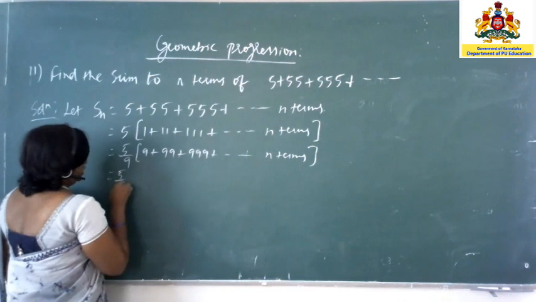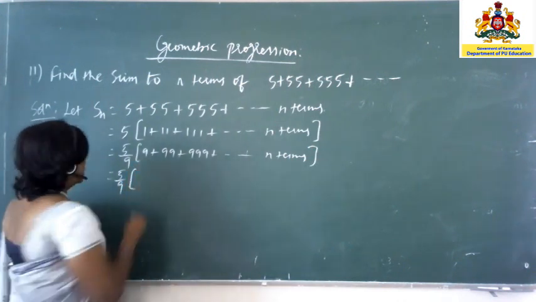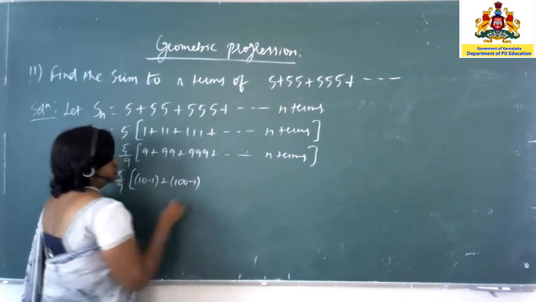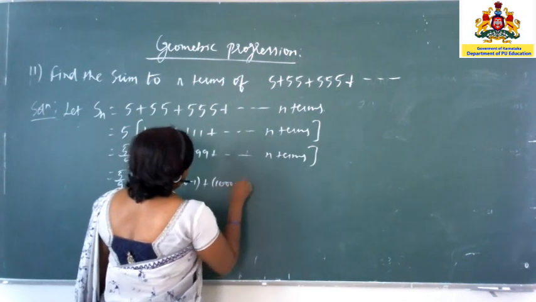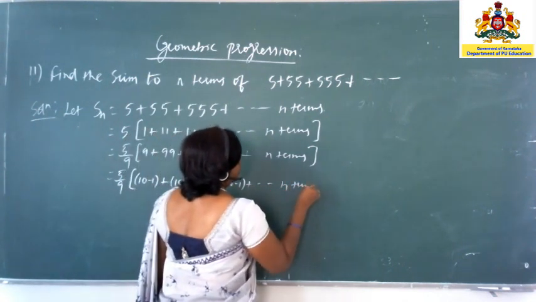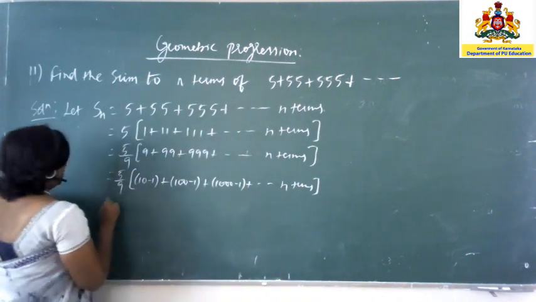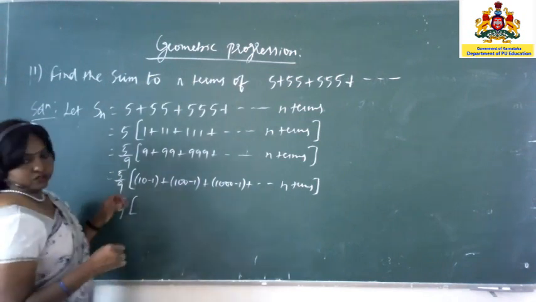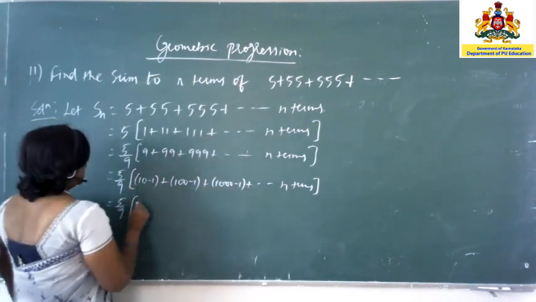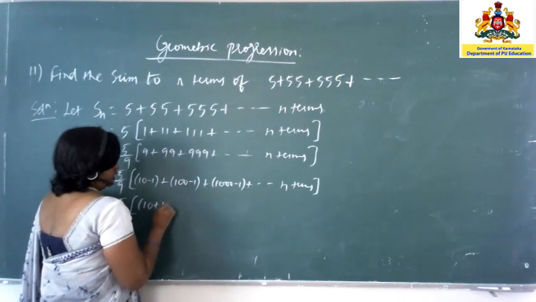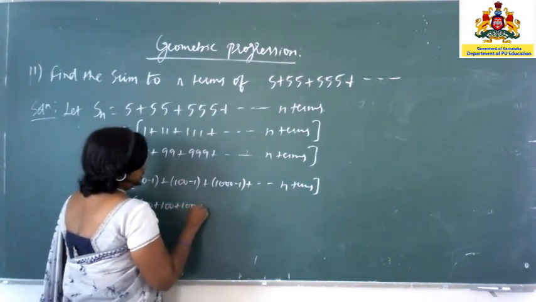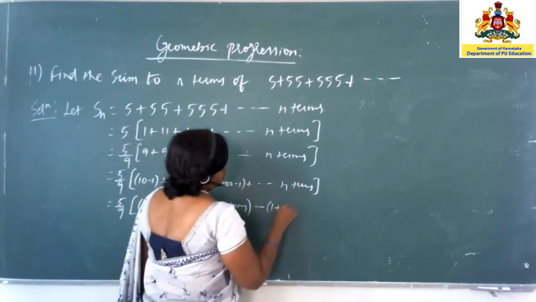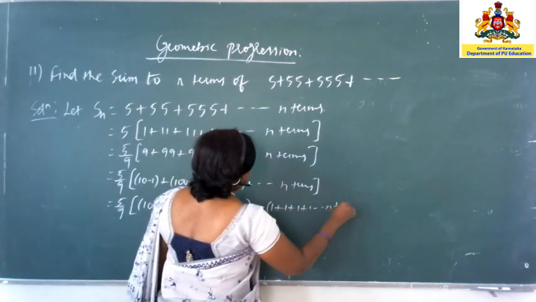That is equal to 5 by 9 into 9 can be written as 10 minus 1. 99 can be written as 100 minus 1. 999 can be written as 1000 minus 1 plus so on up to n terms. So now this is equal to 5 by 9 into, so all these factors of tens, you group it together. So that is 10 plus 100 plus 1000 plus so on up to n terms minus of 1 plus 1 plus 1 plus 1 so on up to n terms.